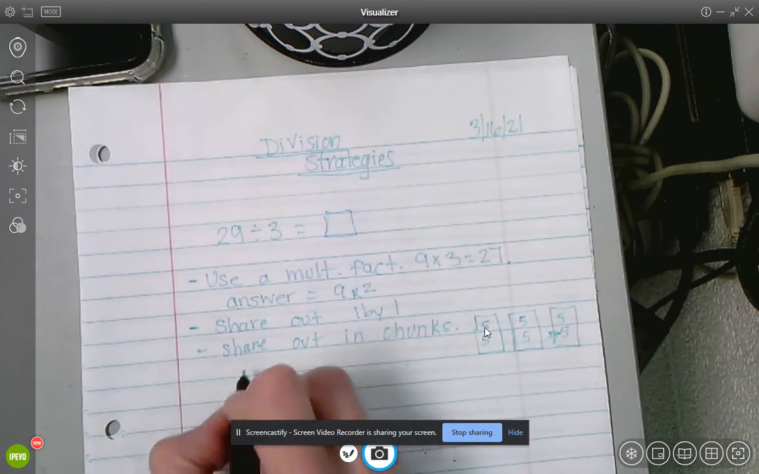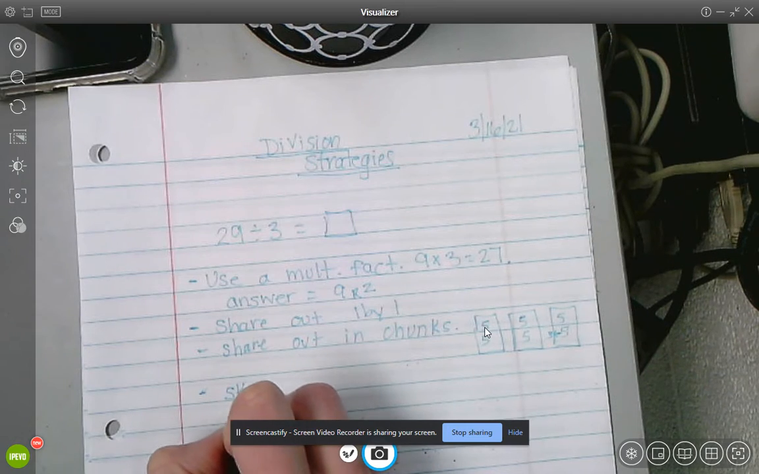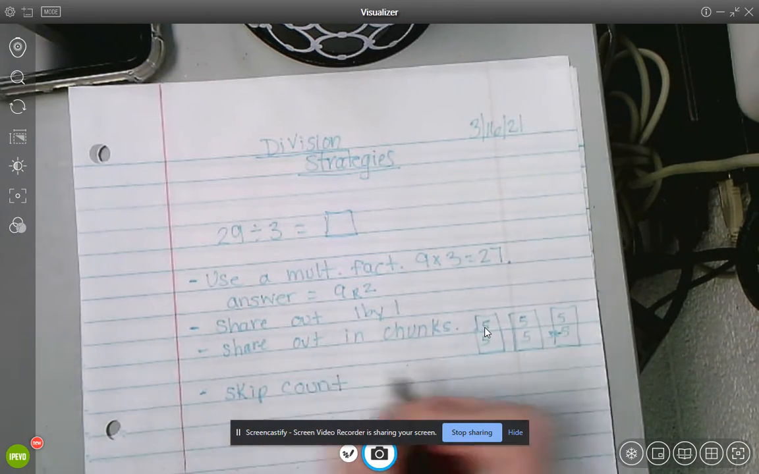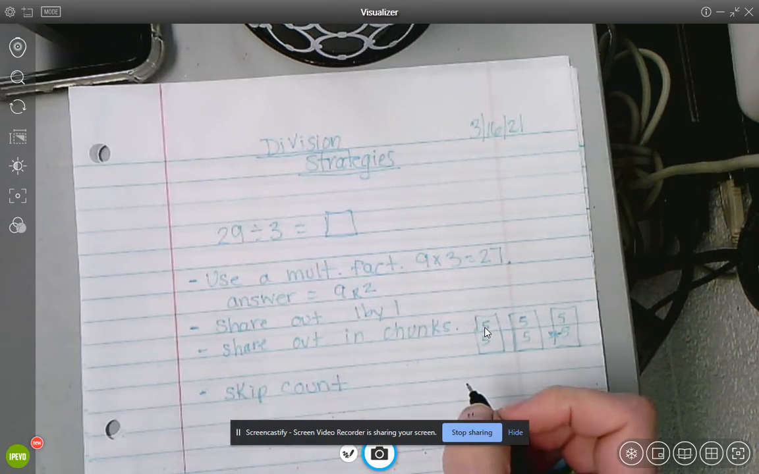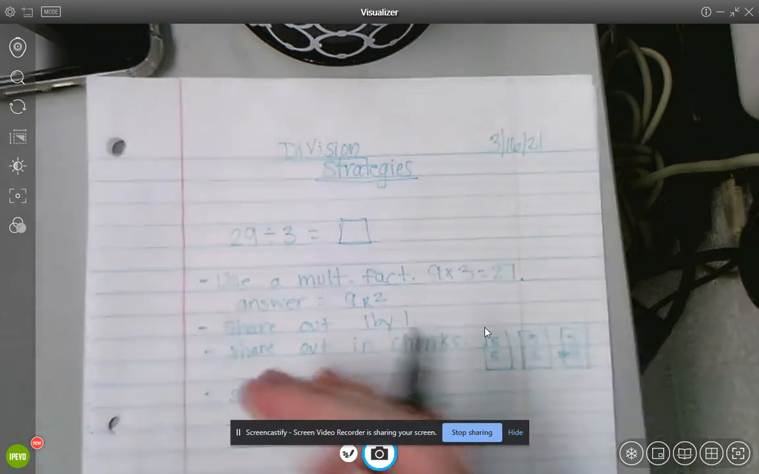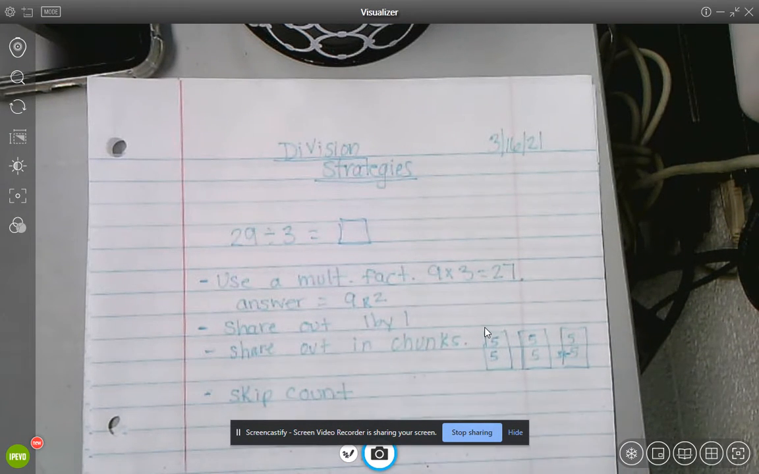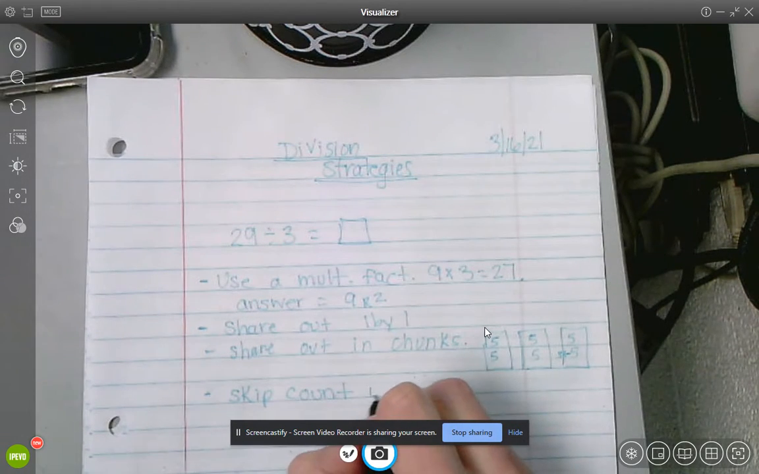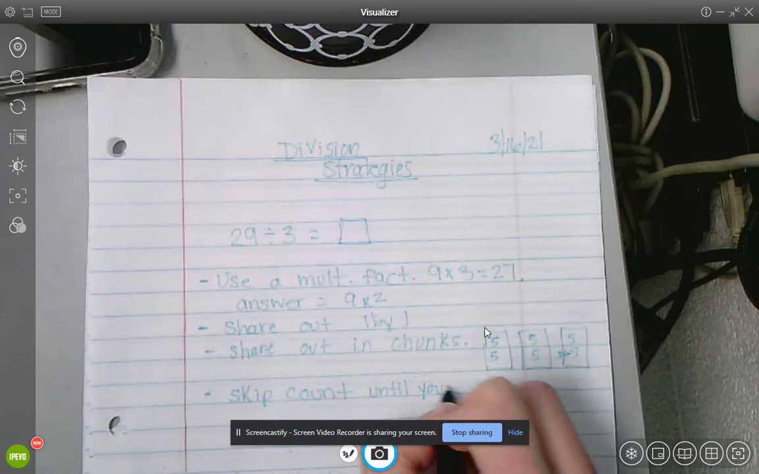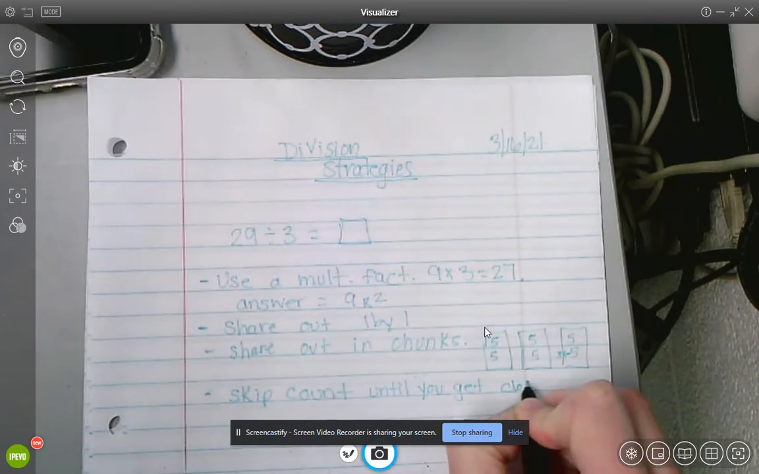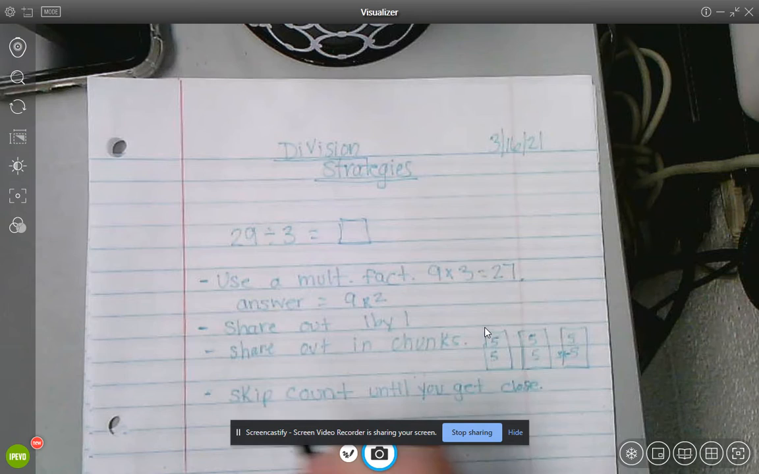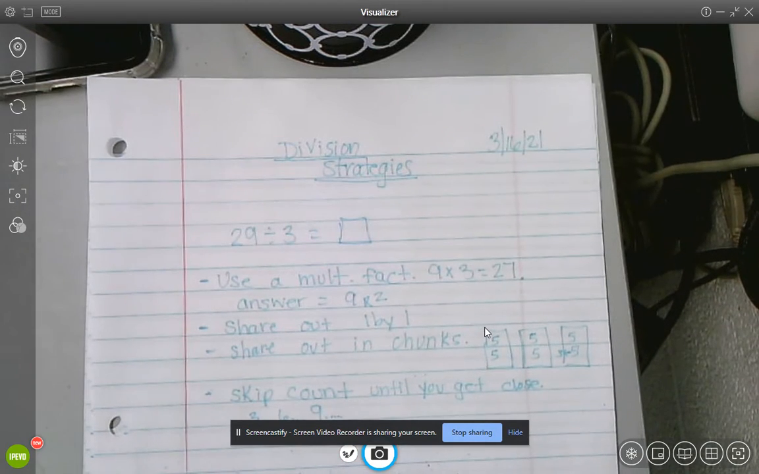Another division strategy is to skip count. And we're going to go into detail with all of these in the next couple of days as well. I just want to have a space for you to go back to that's like, oh, I can try this strategy, or I can try this strategy, something that you can refer back to. So skip counting until you get close enough. You could do like 3, 6, 9. You skip all the way up until you got to 27.